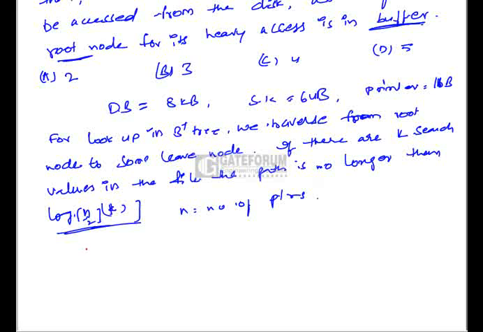We can write n into 16 plus (n minus 1) into 64 is equal to the disk block size, since a complete node should be stored in a disk block, which is of size 8 KB. So 8 into 1024 bytes. If we solve this, we get the n value as 103.2. The number of search keys is given as k, 10 power 5.